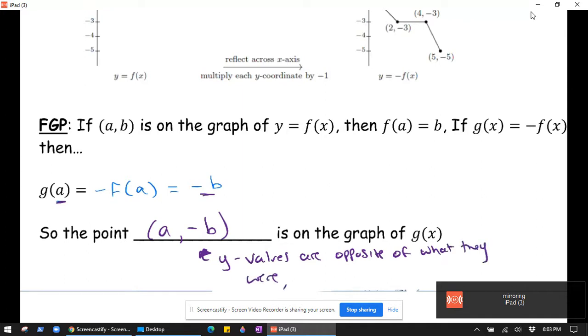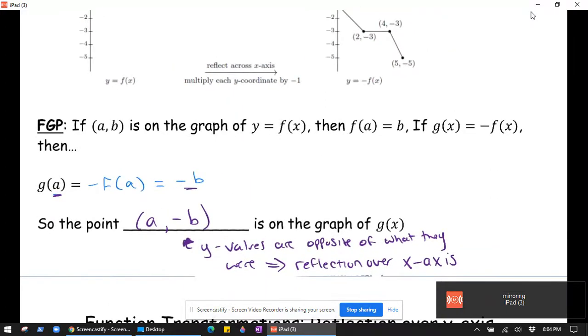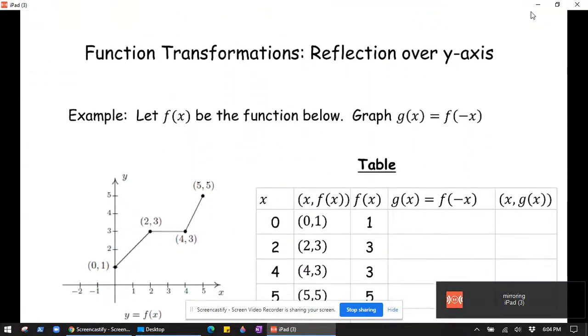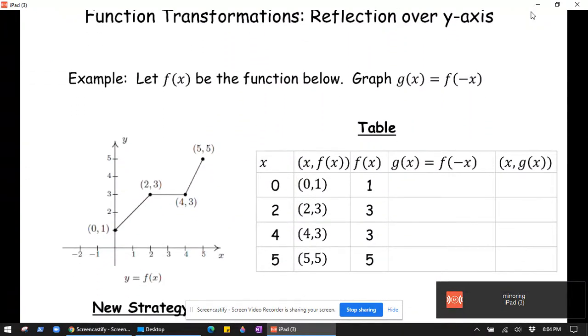And so that causes a reflection over the x-axis. So that's a type of reflection. The other type of reflection would be a reflection over the y-axis. So let's examine what happens here.